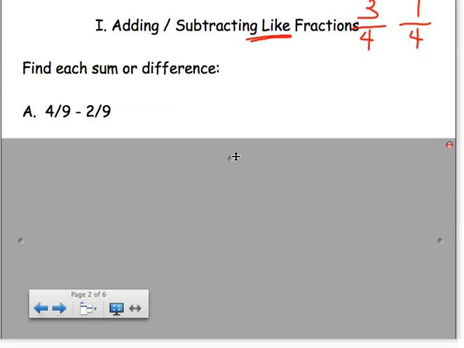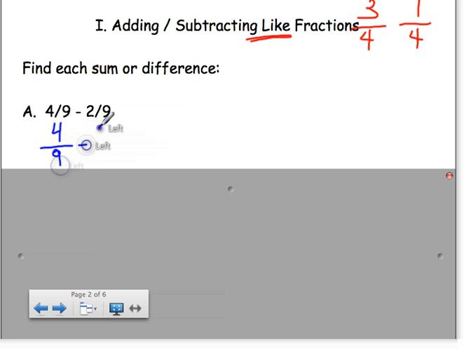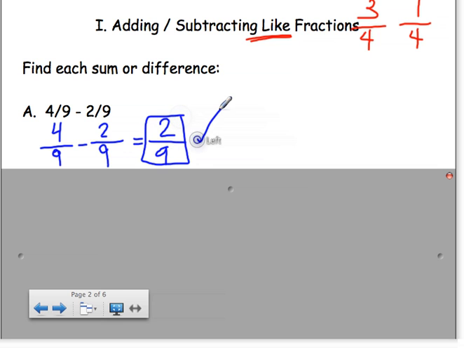So in all these examples, I'm going to either find the sum or difference between like fractions, fractions with the same denominator. So I have 4/9 and 2/9. If I'm going to subtract or add fractions that are like, they have the same denominator, I know the denominator is going to stay the same. The only thing that's going to change is the numerator, and I subtract the numerators, 4 minus 2. And that's how I would subtract like fractions.